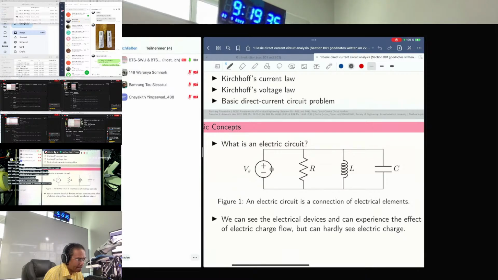R is the value of the resistor, which has the unit of ohm, and L is the value of the inductor, which has the unit of Henry. Here is the capacitor, which has the unit of Farad. Of course the unit is derived from Georg Ohm. George Ohm, you can say it in English.